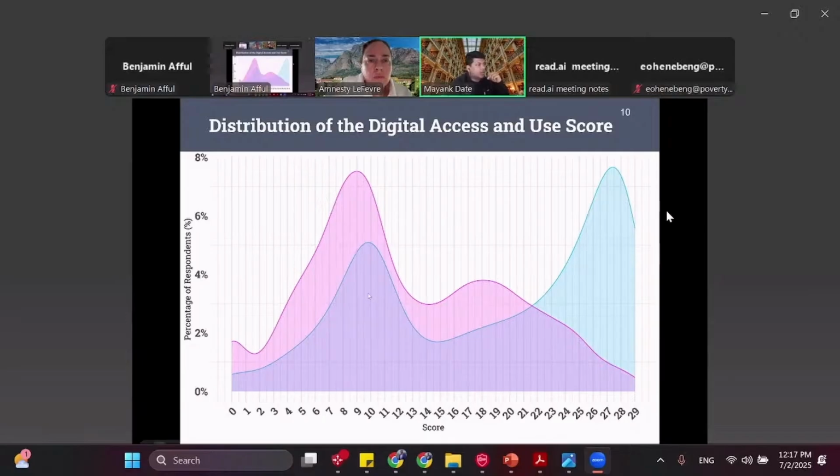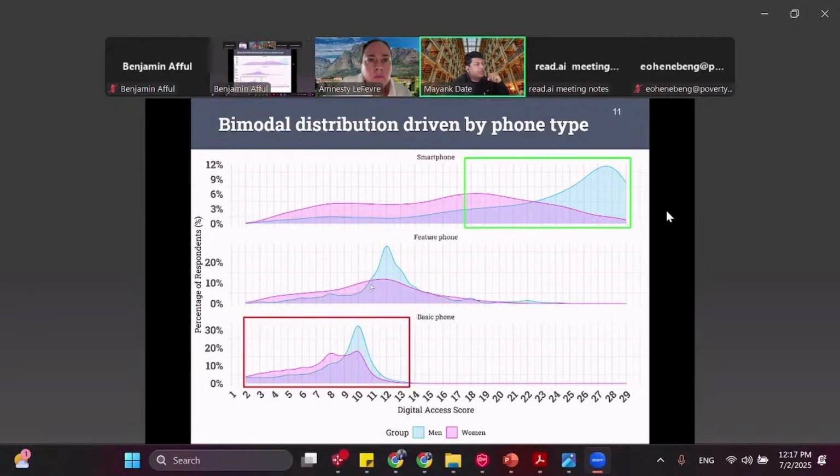So if we stratify the scores further by the type of phone that people have access to, the distribution of men is similar for feature and basic phone users, but we see a gap emerging amongst smartphone owners. This is partly a function of the way the score was created, of course, since the phone type also contributes to the score, but we'll talk about separating that in a second.